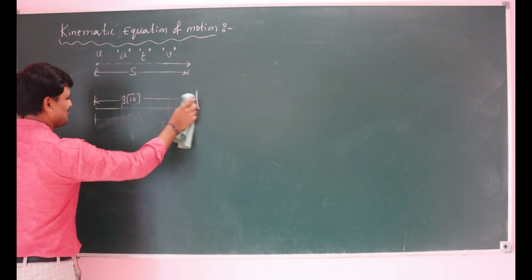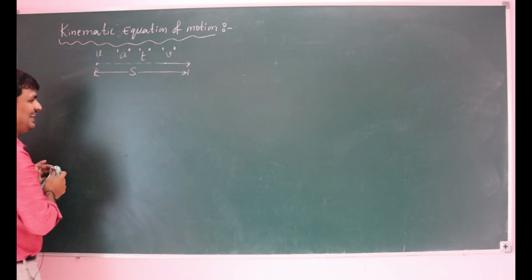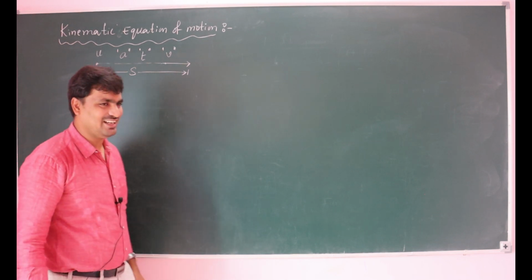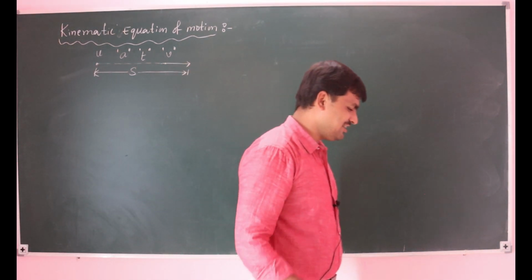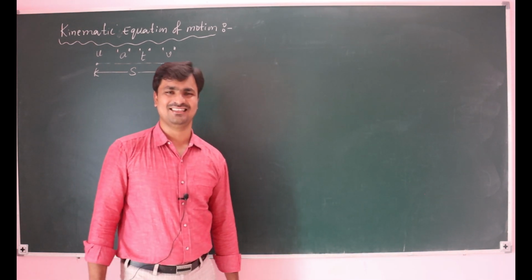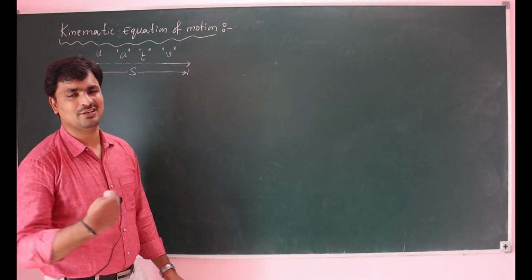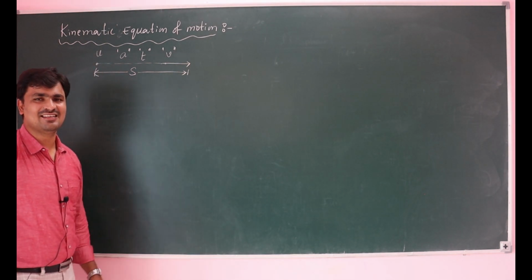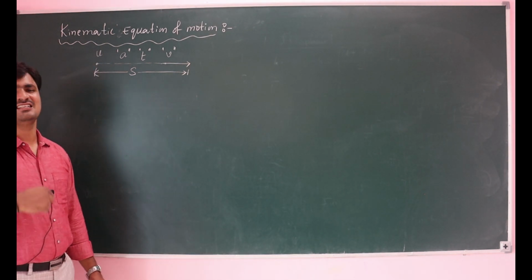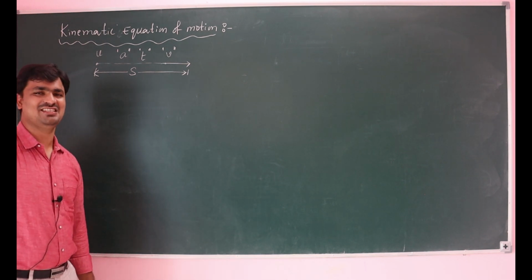Now the displacement traveled in the nth second we require. Can you guess how we can take it? For the 10th second how did we take it? Displacement traveled in 10 seconds minus displacement traveled in 9 seconds. For the 8th second, displacement traveled in 8 seconds minus displacement traveled in 7 seconds.